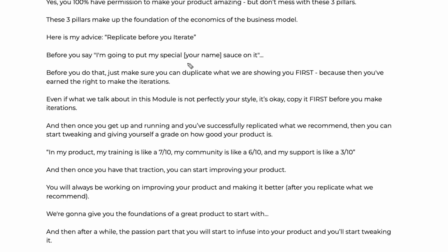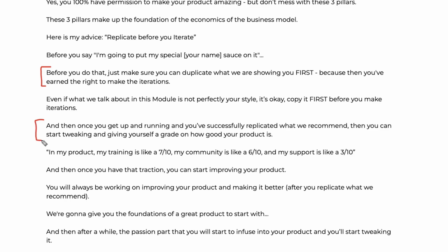Before you say, I'm going to put my special sauce on it, before you go ahead and say, I'm going to put my special insert your name sauce on it, before you do that, make sure that you can actually duplicate what it is that we are showing you first, because then you've actually earned the right to go ahead and make iterations, okay? Even if what we talk about inside of this module is not perfectly your style, it's okay. Copy it first before you make iterations.